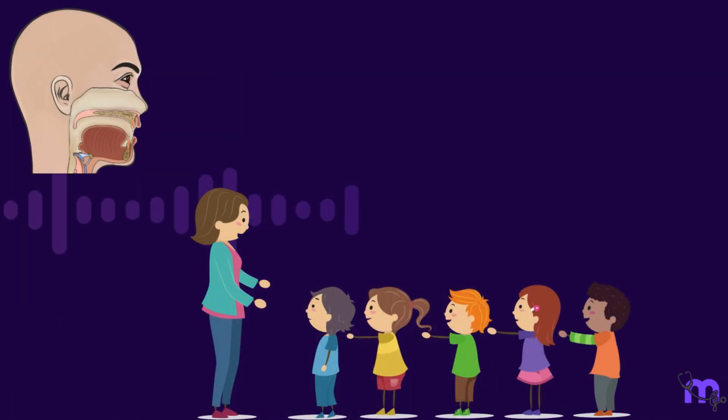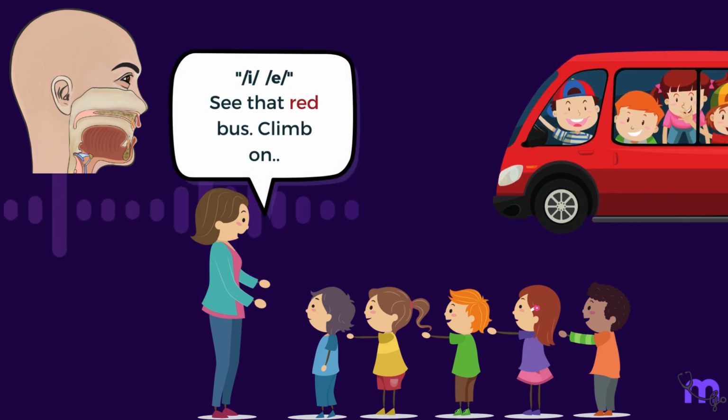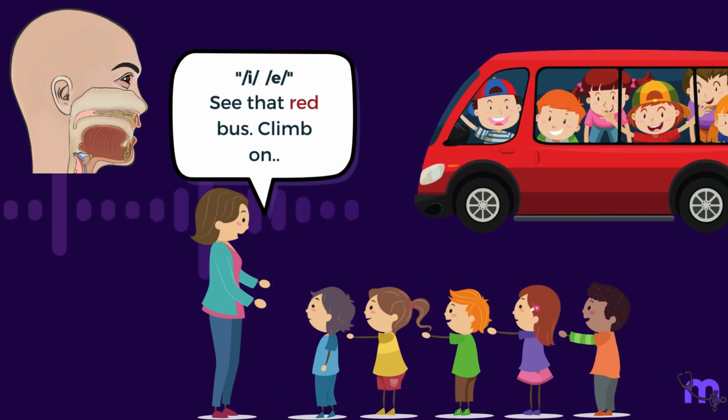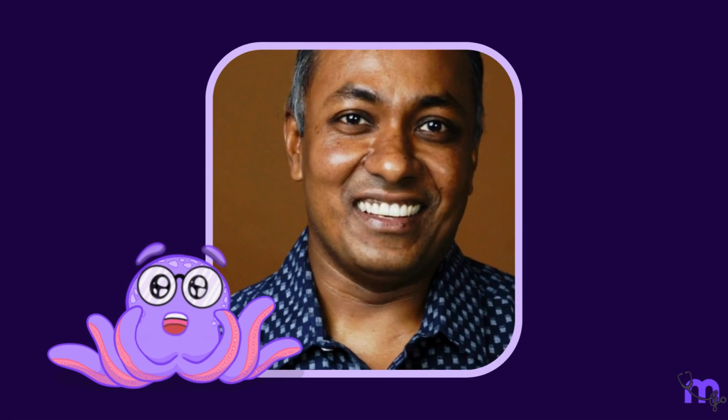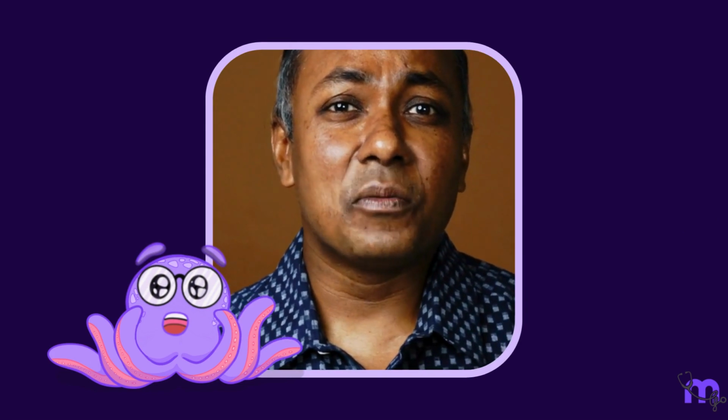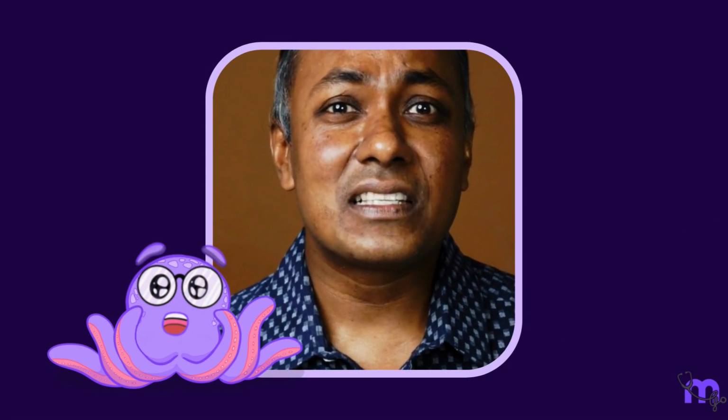When you pronounce vowels like I as in see or e as in red, the tongue moves closer to the hard palate, altering the shape of the oral cavity and influencing the resonant properties of these sounds.